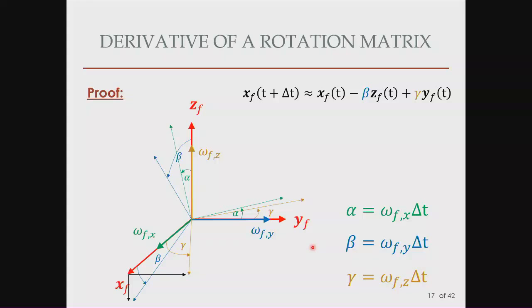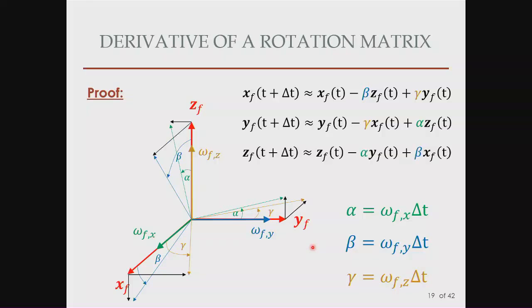Okay, let's look at how yf is oriented after delta t time. I need to move up by alpha, so that's alpha in the z direction, and to move inside by gamma radians, so inside is against the x direction. And z after delta t. Maybe have a look.